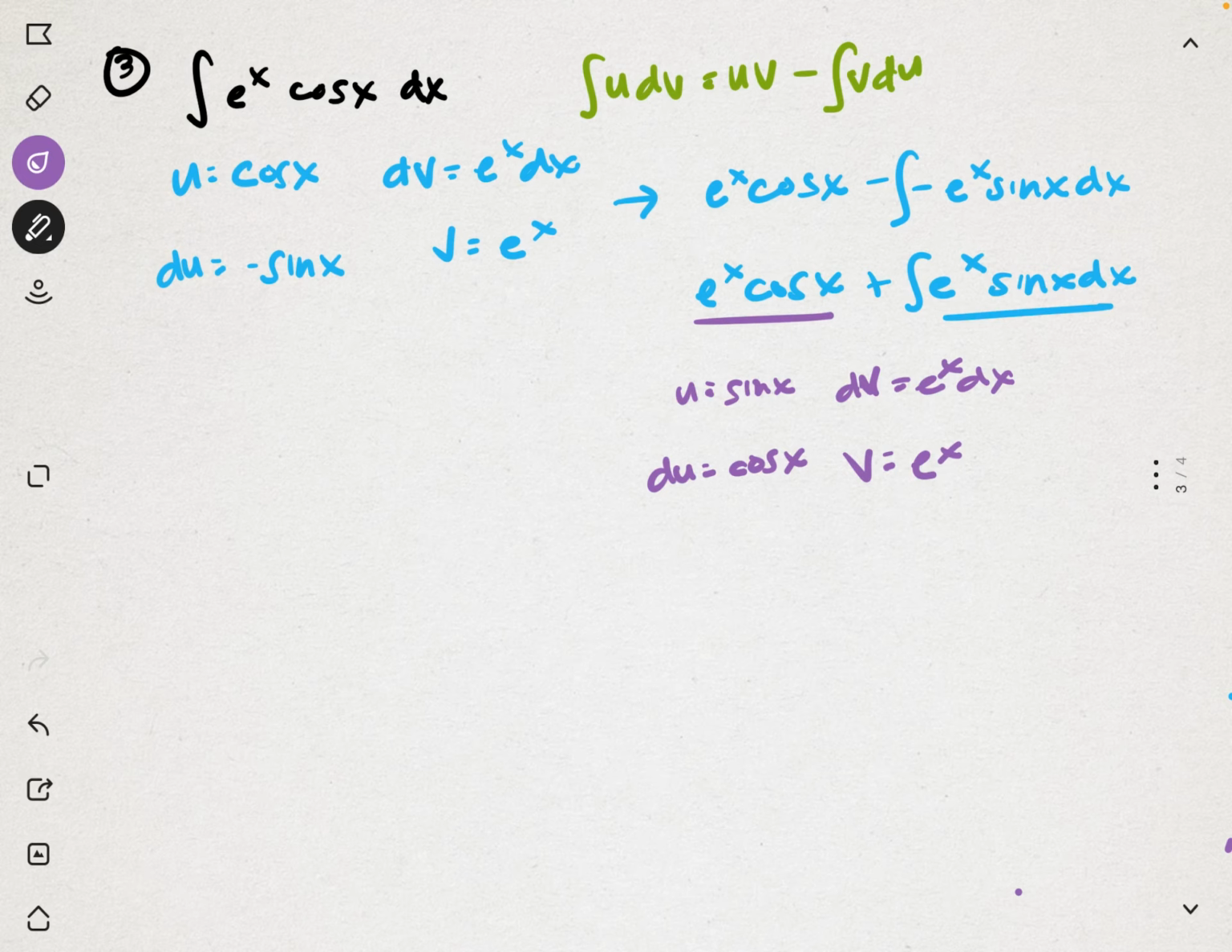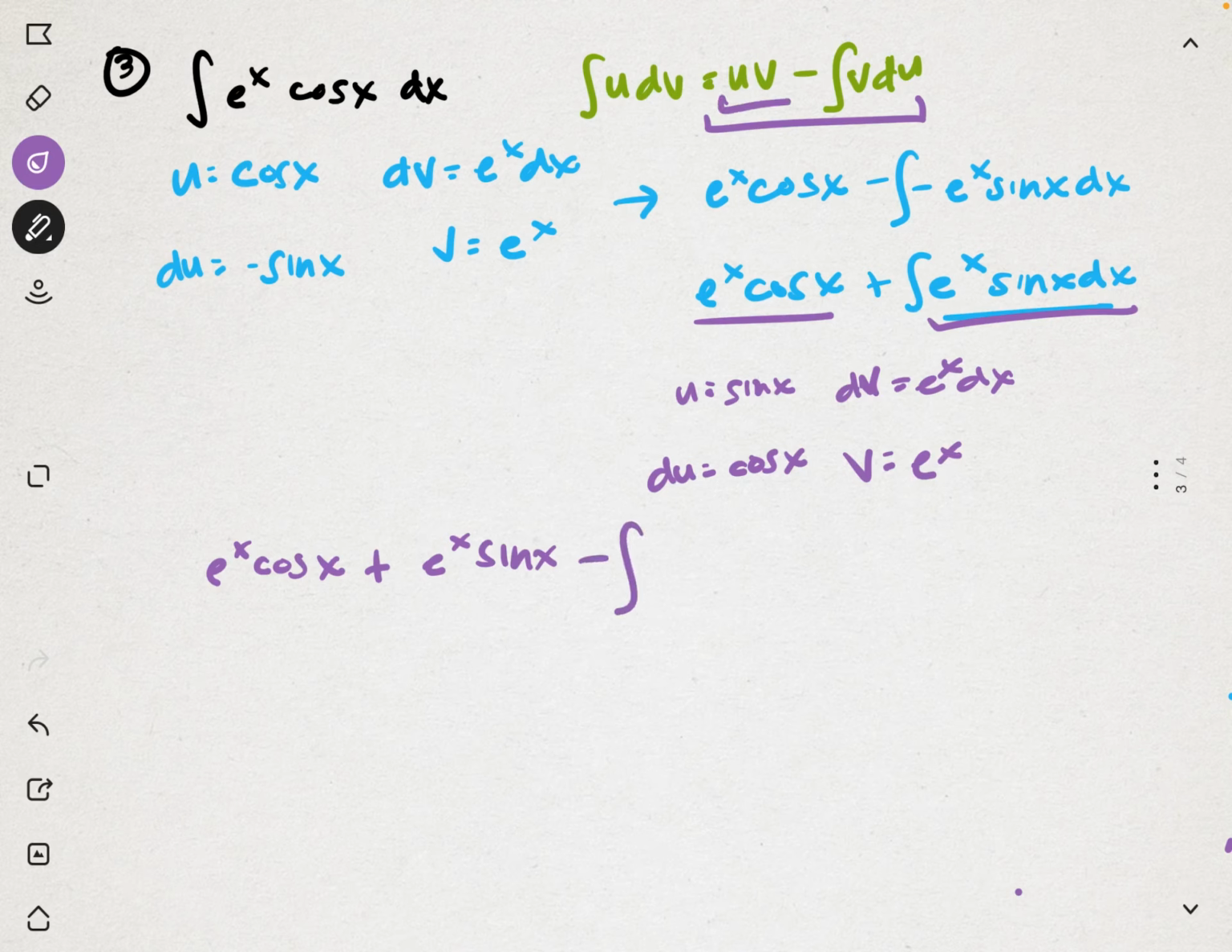So we have e to the x cosine x plus, and then we're going to do this thing as our right side of our form, right? So then u is sine x, v is e to the x. So e to the x sine x is our uv minus the integral of v du. So e to the x cosine x dx. Now notice that this thing is exactly what we started with, right?